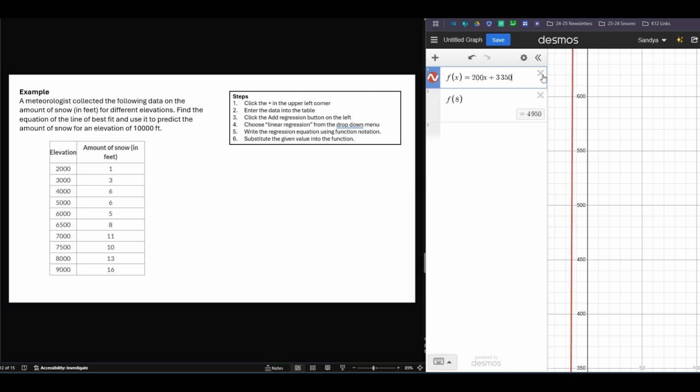So now let's try this example. A meteorologist collected the following data on the amount of snow in feet for different elevations. Find the equation of the line of best fit, and use it to predict the amount of snow for an elevation of 10,000 feet. So I'm going to go ahead once again and do the plus sign and then table, and I'm going to enter all of these values into Desmos.